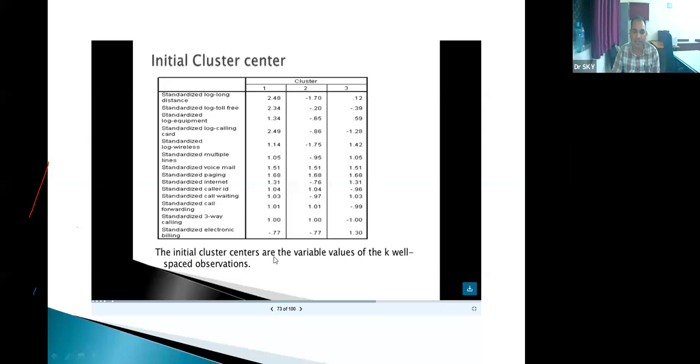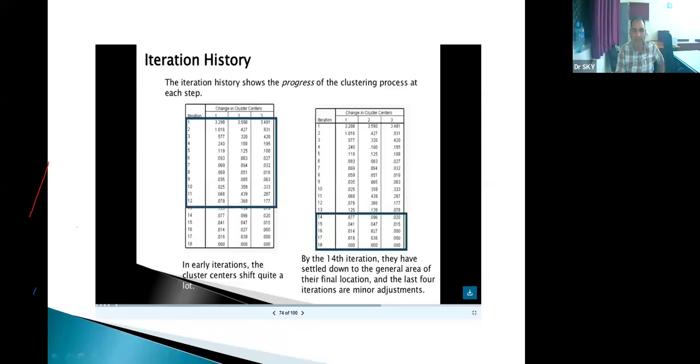The initial cluster centers are the cluster centers for the characteristics. The initial cluster centers are the variable values of the K well-spaced observations. These are the mean centroids of the clusters for different characteristics. For cluster 1 and cluster 2, each characteristic is measured from this point. So this way we can calculate these.